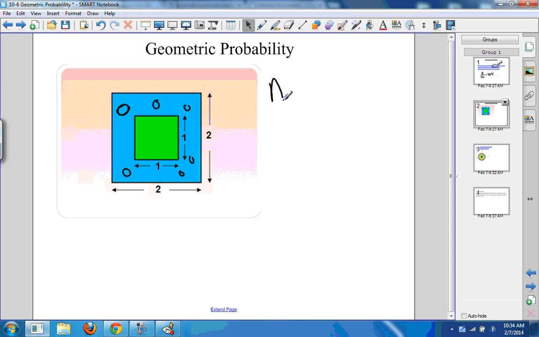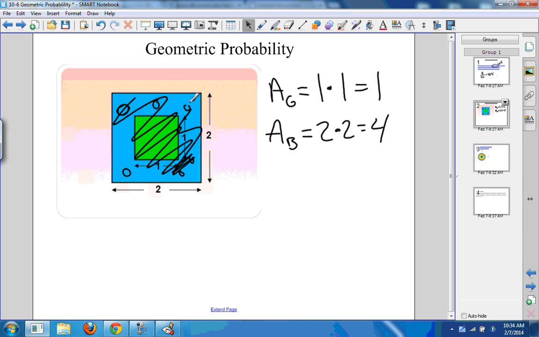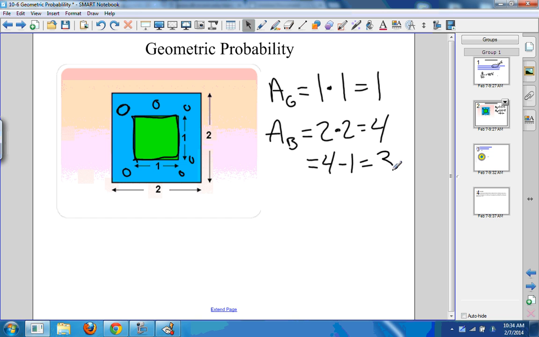So the area of green is going to be equal to our base times height, which is 1 times 1. And that is equal to 1. The area of our blue is going to be 2 times 2, which is equal to 4. But that's going to give us this whole square, everything on the inside. And we don't want that. We want to cut out this middle section because that's in green. So the area of the blue is actually going to be my 4 minus 1, which is equal to 3.